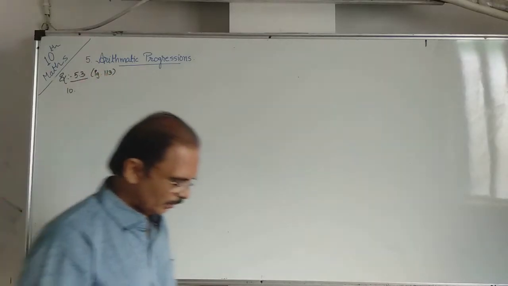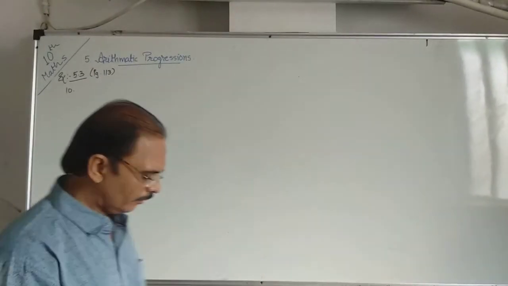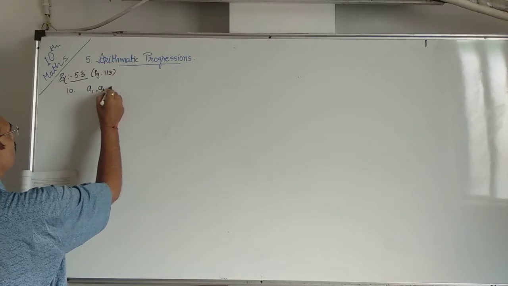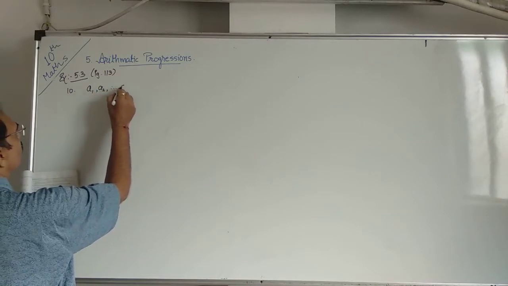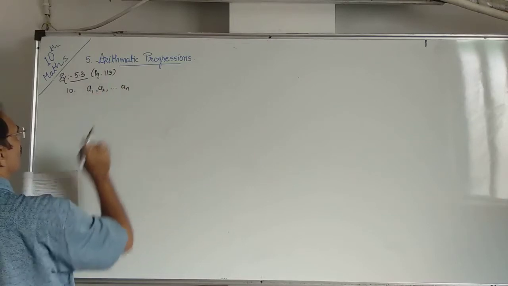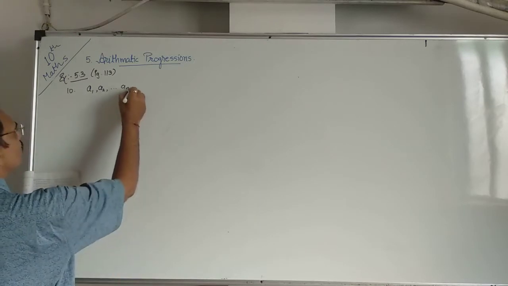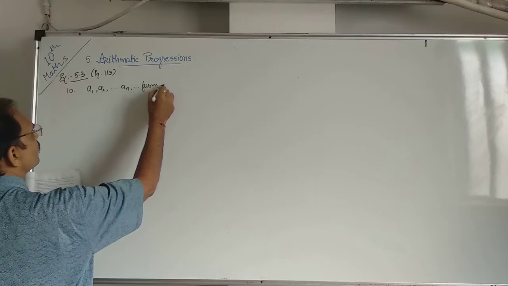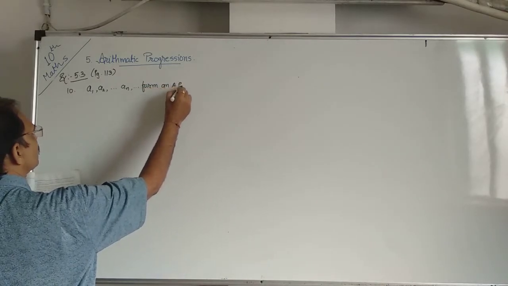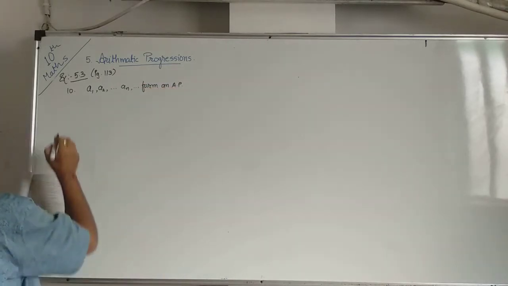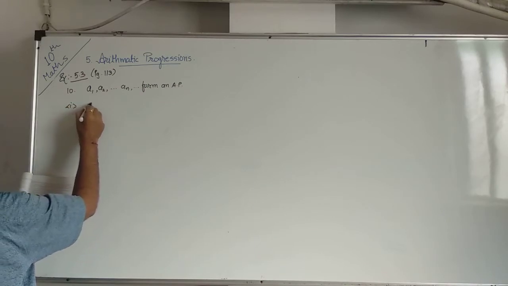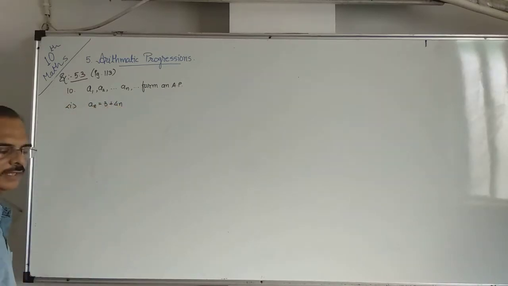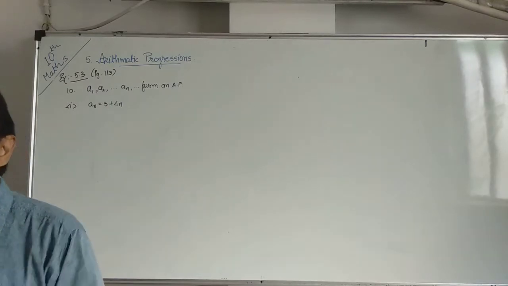See, question number 10. Show that A1, A2 up to AN form an AP, and AN is defined as, the first one is given, AN equals 3 plus 4N. You have to find the AP. Okay, simple sum.